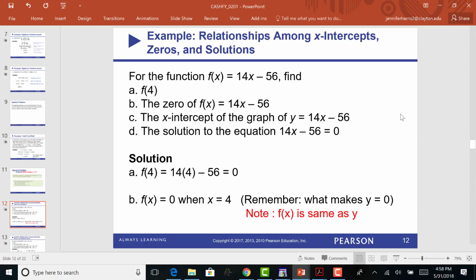So part B, we're going to do the same thing. It says, can I replace y with f of x here? Can I replace the f of x with a y? Yes. It's still saying the same thing. So I made a note here. F of x is the same as y. So it doesn't matter whether I call it f of x or I call it y. It's still what makes y equal to 0. What makes f of x equal to 0? And that's when x equals 4.